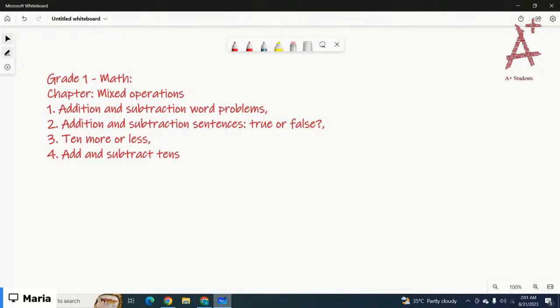We are here for grade 1 math. You can find all the lessons on aplusstudents.com. You have to log in there using your email address, and the password is provided by the administrator. Then select math from the subject tab, scroll down to grade 1, and click on view all lessons. There you can find a list of the chapters.